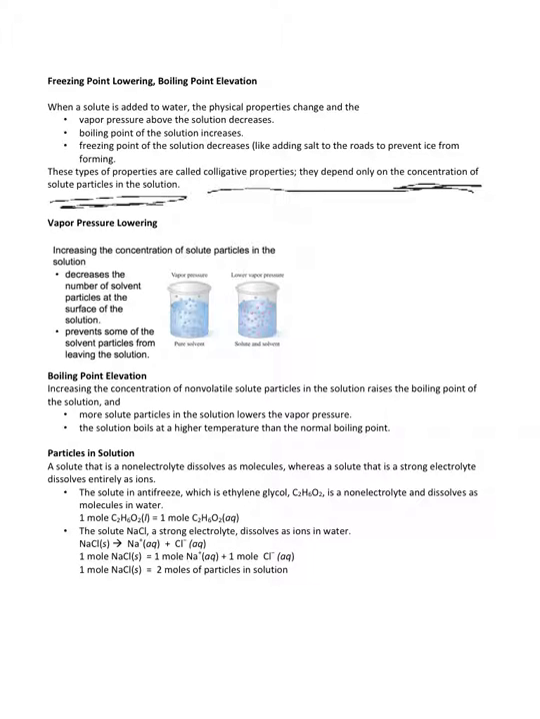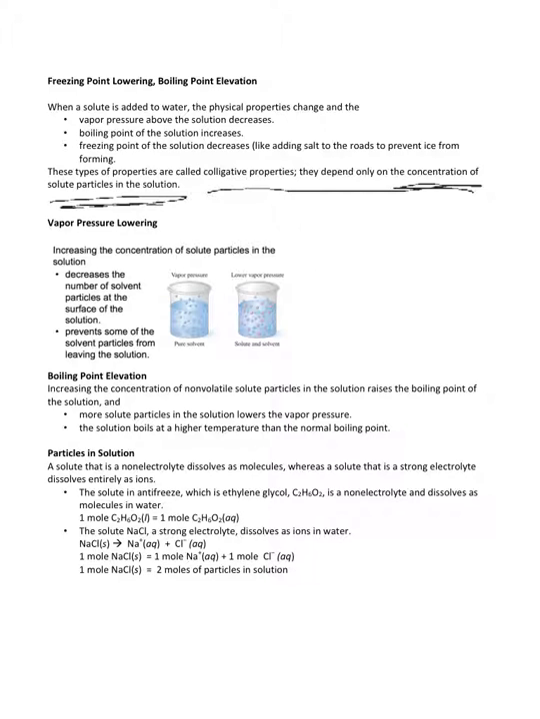So when we talk about vapor pressure lowering, we're increasing the concentration of the solute particles in the solution, which decreases the number of solvent particles at the surface of the solution. Remember that the solvent is the thing present in the larger amount. This prevents some of the solvent particles from leaving the solution, which is why it increases the boiling point.